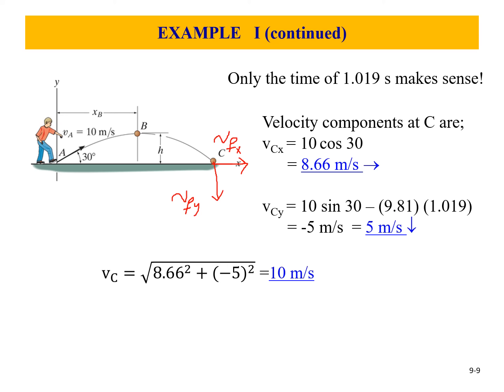We need to find the resultant. So how do you get the resultant? You take the square root of the summation of each one squared, right? Because that's the resultant. So the V final, or VC, how he's calling it, is going to be the square root of 8.66 squared plus 5 squared, and that's your final velocity. So the ball will hit the ground with a velocity of 10 meters per second, right?